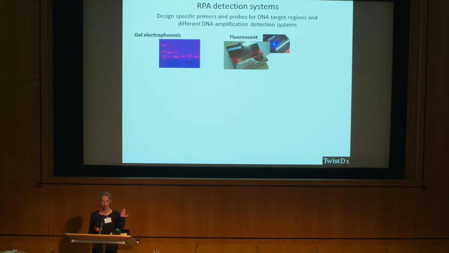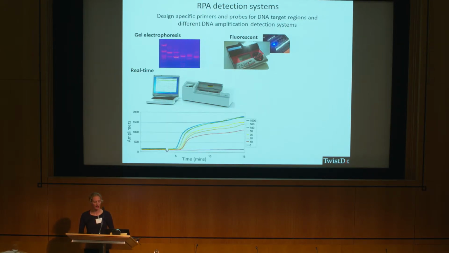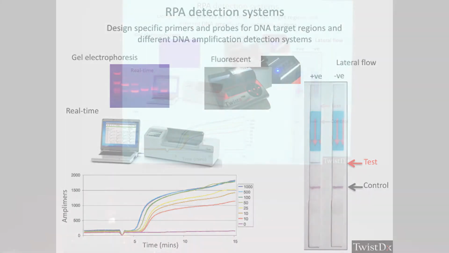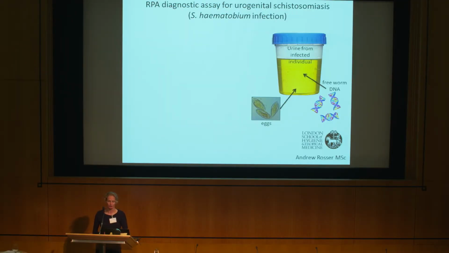So how do you detect your RPA reactions? Well, you can use standard gel electrophoresis if you have that equipment. You can have a standalone fluorescent detection. You can have real-time detection, and this real-time is a little portable machine that you can take out, and it's battery-powered. And then you also have lateral flow sticks, which can be used to detect your DNA amplification.